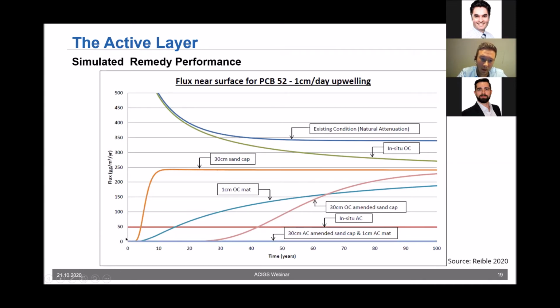And then the level down below here is a 30 centimeter AC amended sand cap with a 1 centimeter AC mat. So 2 types. One thing is the mixing of bulk AC with the sediment, and then on top of it we place a 1 centimeter AC mat, and then we will measure nothing more. And of course there are other techniques or other capping designs somewhere in between, like the sand cap here, and also other ones.